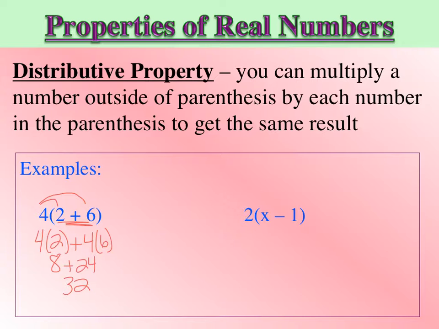The example on the right is more typical of why we do use distributive property in algebra, and it's because when you have a variable in parentheses, you cannot add, because we don't know what x is, like when we solve equations. So in order to solve an equation, you would have to use distributive property. So that would become 2 times x minus 2 times 1, and then we could just call this 2x minus 2.